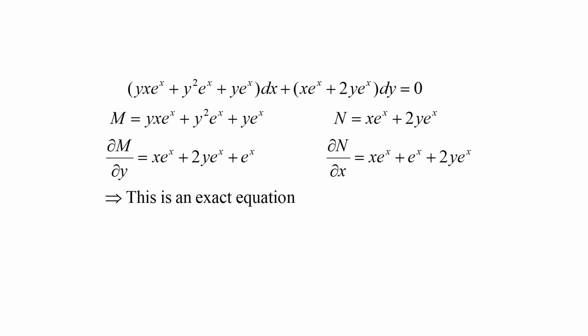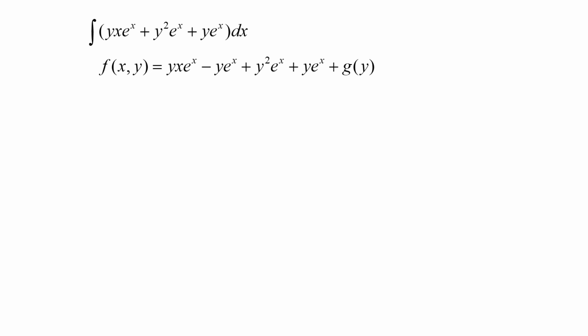So now that we know that we have an exact equation, we can go through and solve using the approach that we've talked about in this section. So we're going to integrate m, so we take the integral of yx e to the x plus y squared e to the x plus y e to the x with respect to x. That's going to give us yx e to the x minus y e to the x, so that's using integration by parts on this first term, plus y squared e to the x plus y e to the x plus our arbitrary function g of y.